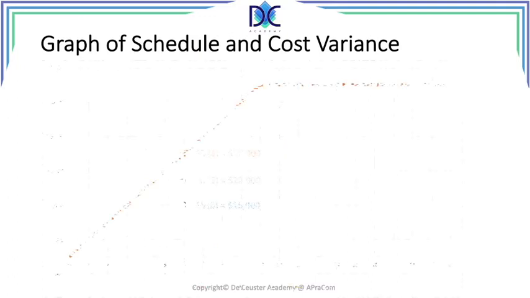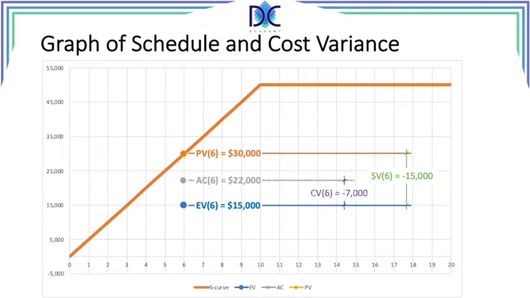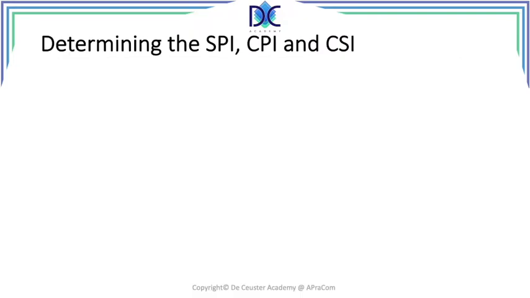When we present that on the graph, we see here the graph we've seen before with planned value, actual cost, and earned value. The first thing that we can identify is the schedule variance, which is the difference between PV and EV, and it's negative, so we are below the planned value, so the schedule variance at period 6 is minus $15,000. When we look at the cost variance, we see it here on the graph, and this is minus 7,000. Other parameters that we can determine are the SPI, the CPI, and the CSI.